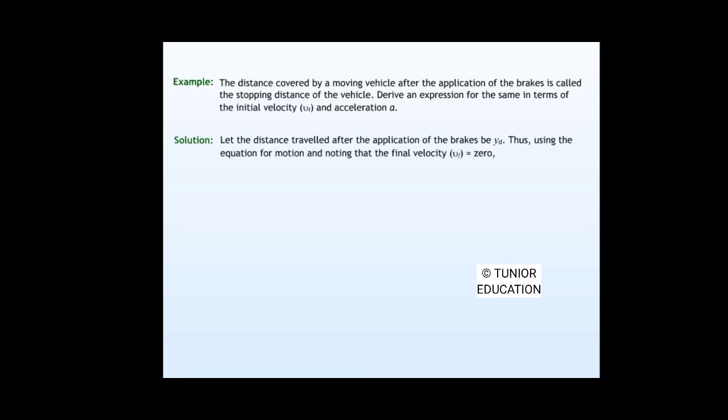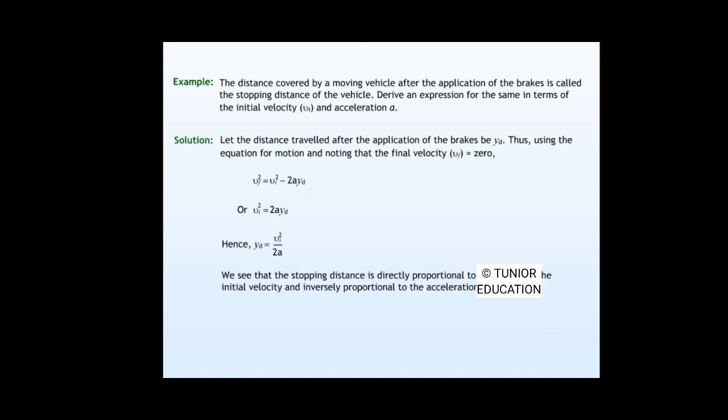The distance covered by a moving vehicle after the application of brakes is called the stopping distance of the vehicle. Derive an expression for the same in terms of the initial velocity vi and acceleration a. Solution. Let the distance traveled after the application of the brakes be yd. Thus, using the equation for motion and noting that the final velocity vf equals 0, vf square equals vi square minus 2ayd, or vi square equals 2ayd. Hence, yd equals vi square by 2a. We see that the stopping distance is directly proportional to the square of the initial velocity and inversely proportional to the acceleration.